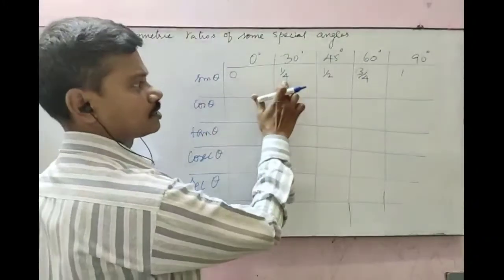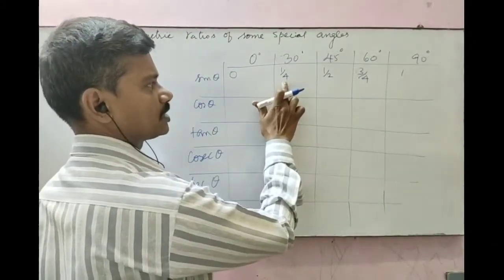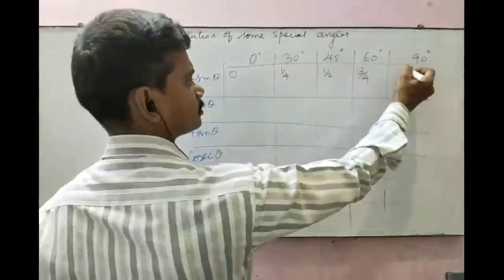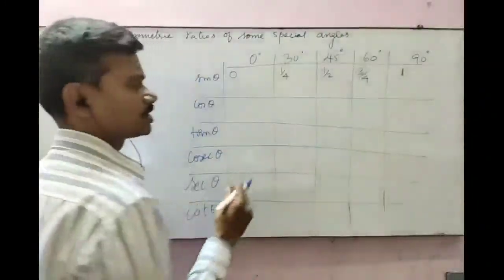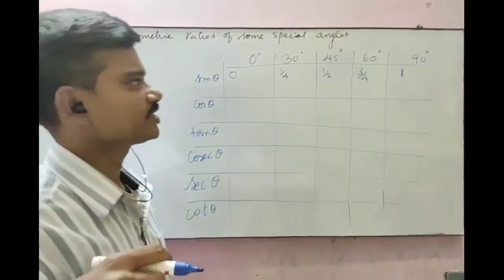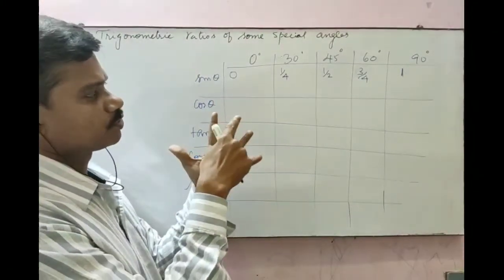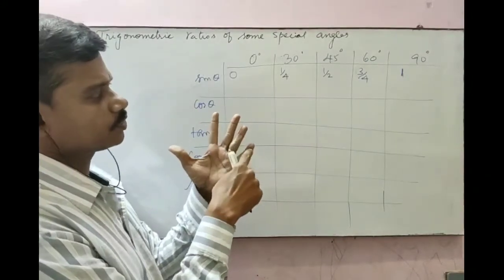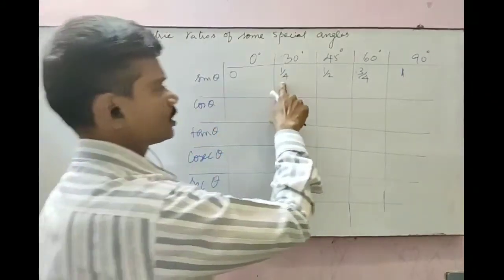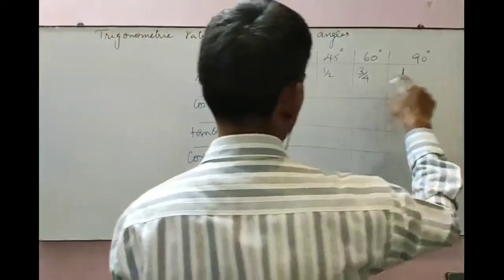0, 1 by 4, 1 by 2, 3 by 4, 1. If you remember just these easily, you can easily find out those values. 0, quarter, half, 3/4 and 1.